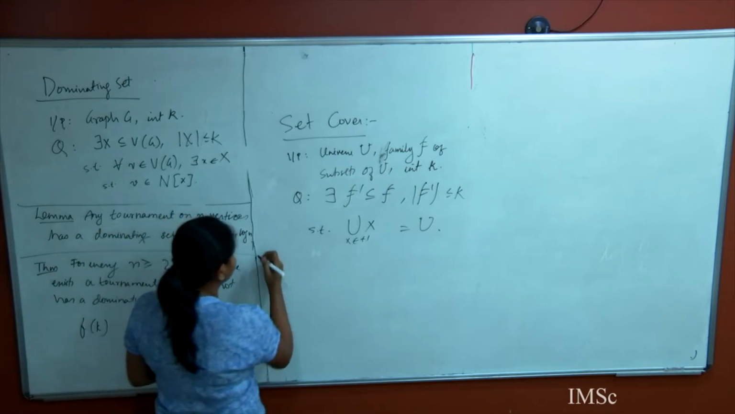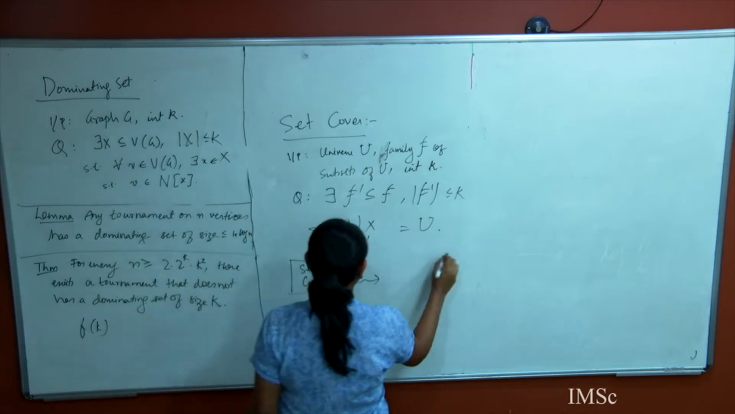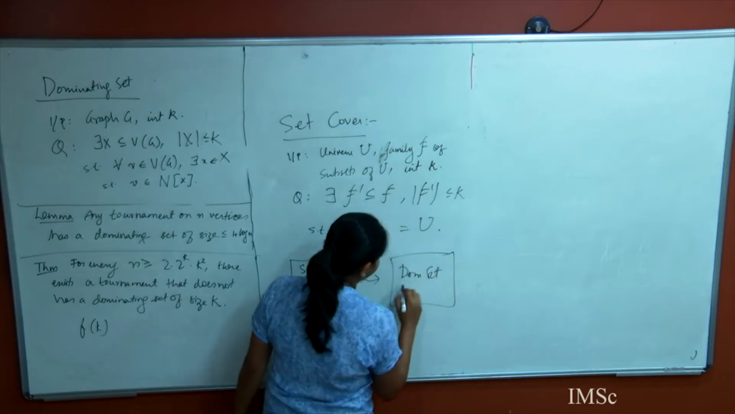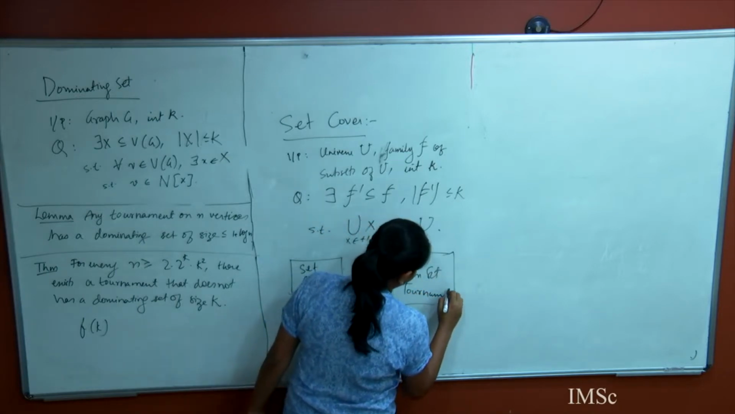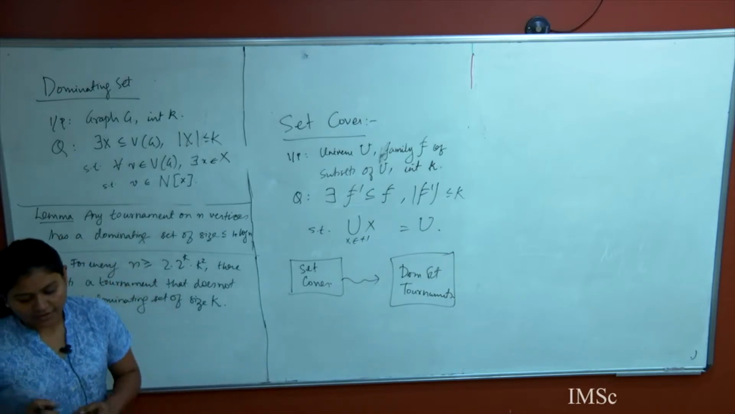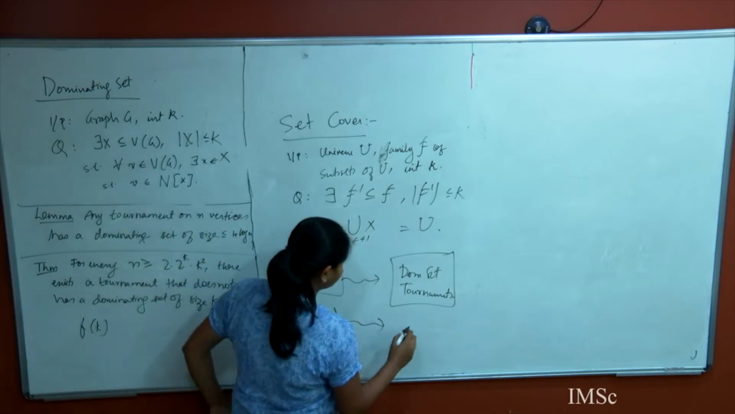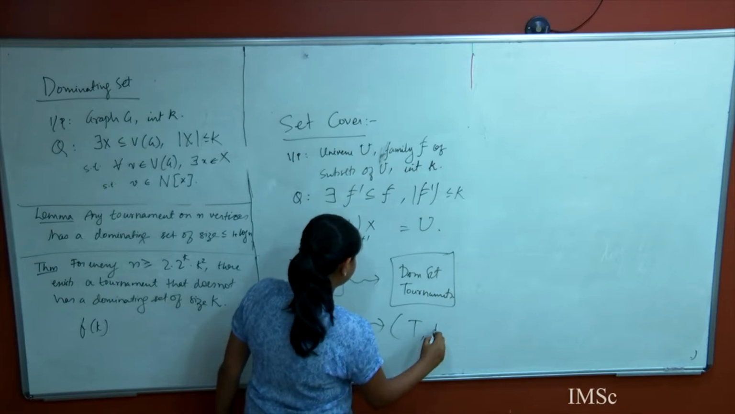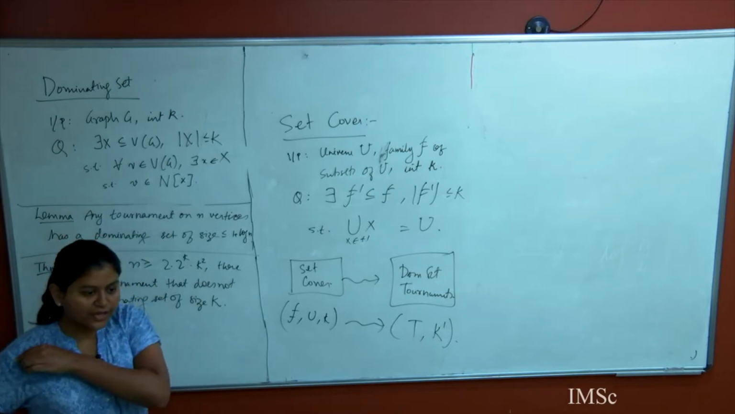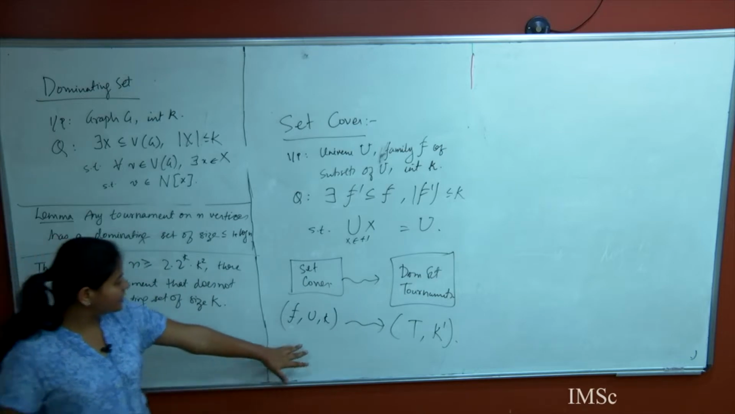So now we want to go from set cover to dominating set on tournaments. Here let us consider an instance of set cover, and we would like to create an instance, a tournament T and a parameter k prime. Let's see how we give such a reduction.